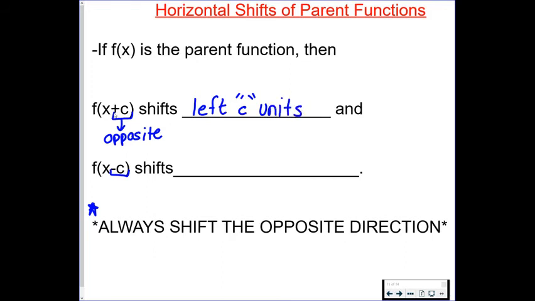Okay? Then same thing if we go the opposite direction, minus C. You would think, oh, it goes to the left because it's negative. But it actually goes to the right C units because it always goes the opposite direction horizontally. Let's try a couple of examples.